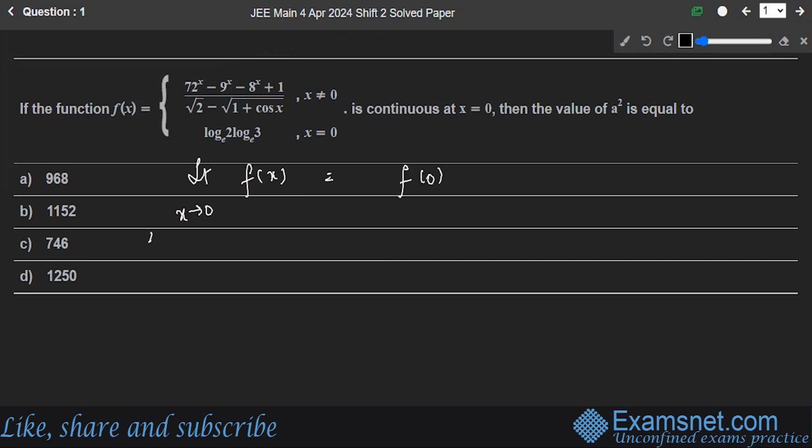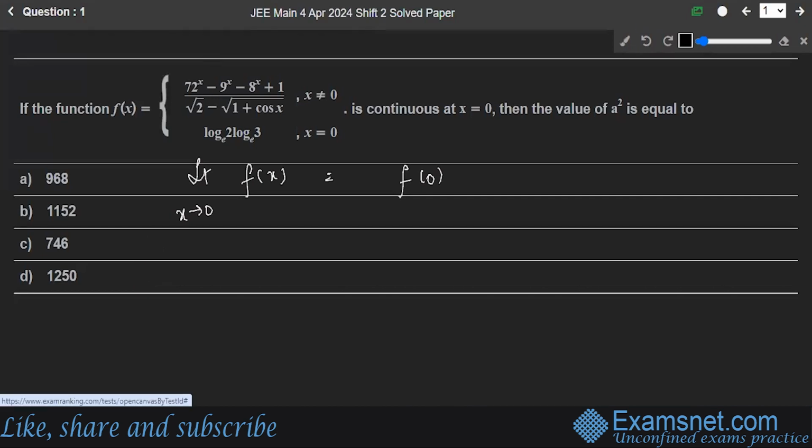So first of all, f(0) is equal to natural log of 2 and 3. Here an a is missing, because here it was a square, so this a has to be here. The question is like this. So this is the function when x is equal to 0, this is the value of the function.